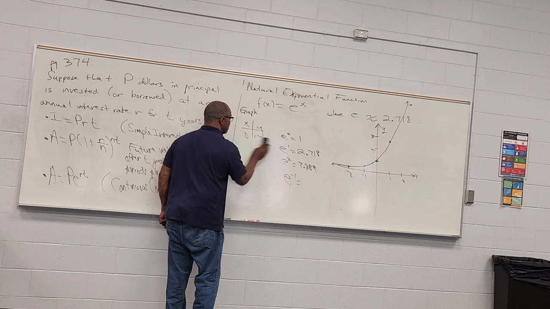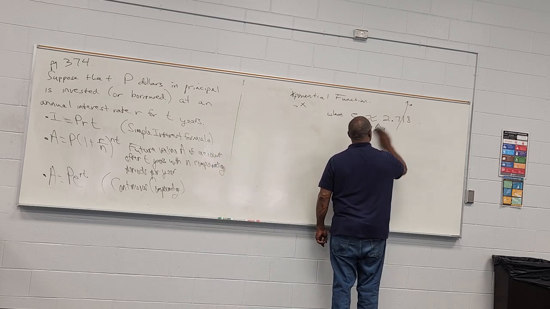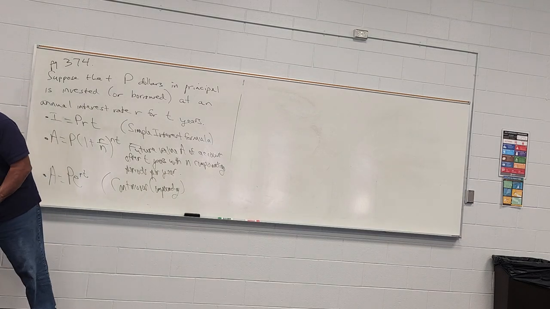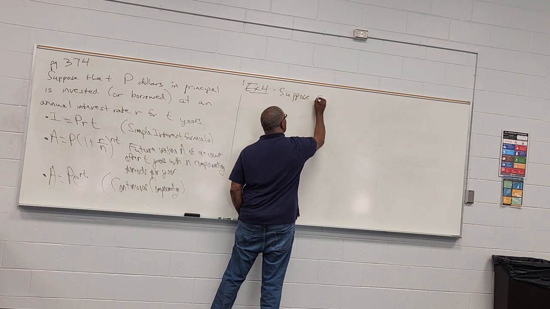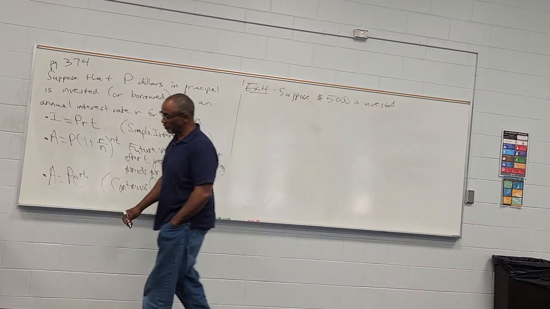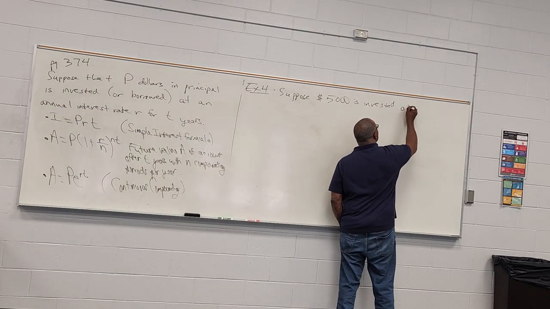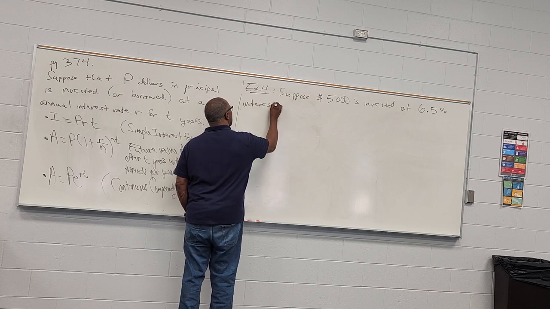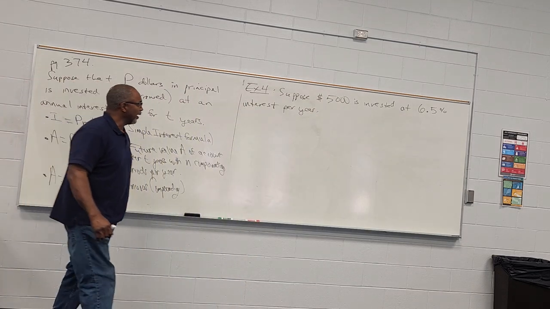So with that in mind, let's work this example. And again, read the section before this to have a complete understanding of simple versus compound versus continuous compounded interest. You're gonna need to read all that prior to this. With that in mind, example four: suppose $5,000 is invested at 6.5% interest per year, and under the following options.